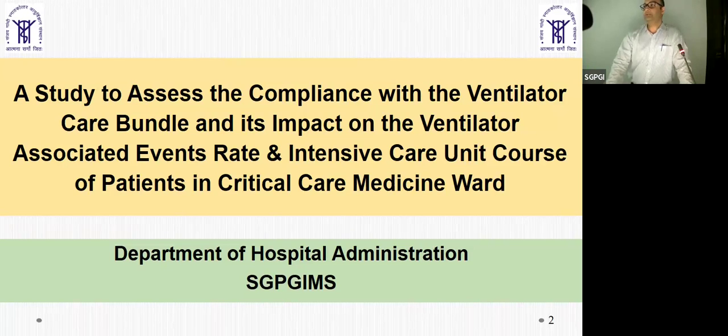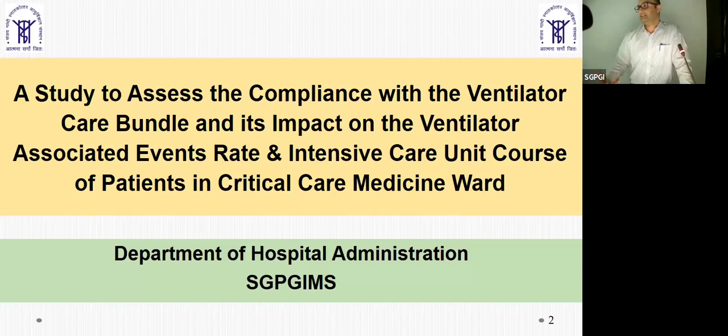Now, just to give you a brief about what we did in the study. For data acquisition, we used two tools. One is the HAI surveillance form, which is already available with us, and we have been using it. In that form, we used the component of VAE. And the second tool which we used was a bundle compliance checklist.